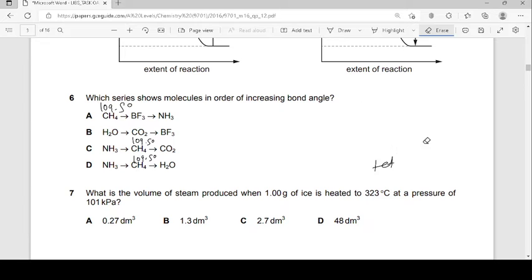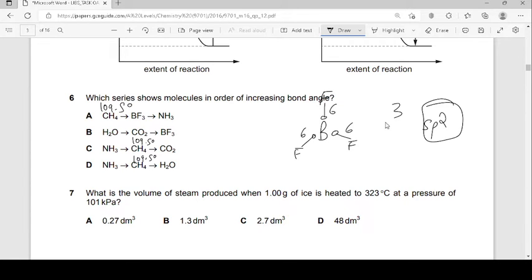Right, now let's go to BF3. Boron is in group 3. So boron trifluoride, I'm just going to draw it like this. It has 3 electrons in its outer shell, and all of them are involved in bonding. So you have 3 sigma bonds, and your steric number is 3, which means it's sp2, which means it has a bond angle of 120 degrees, and there are no lone pairs, so it remains 120 degrees. Remember that each lone pair reduces the bond angle by approximately 2.5 degrees. So that's how you approximate bond angles.